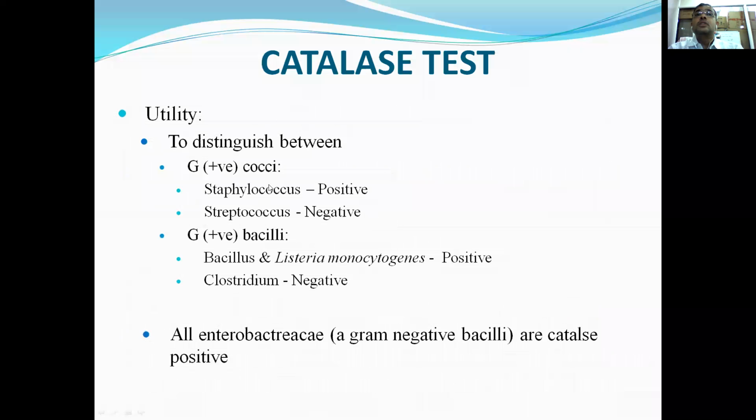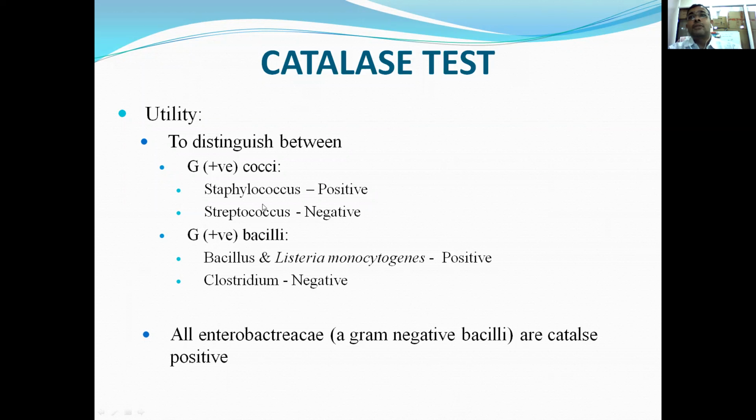So you can see this enzyme is particularly important, because as I told earlier, there are very closely related organisms. For example, gram positive cocci. If you are observing gram positive cocci, then it might be Staphylococcus or Streptococcus. To differentiate these two, the catalase test is considered important. If the catalase test gives a positive result, it is indicative of Staphylococcus. If it gives a negative result, with no bubble formation, this indicates that your organism is Streptococcus.